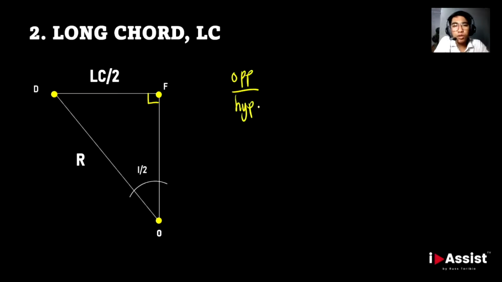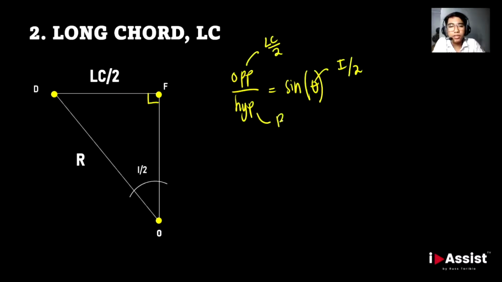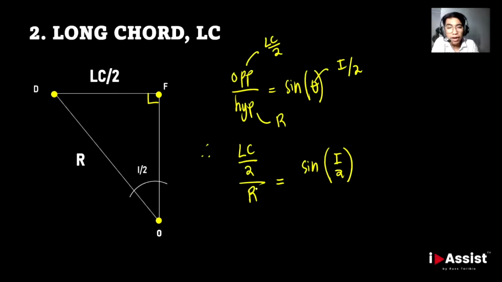And from SOHCAHTOA, this is SO, meaning that would be the sine of the angle. Where your angle is I over 2, your opposite side is LC over 2, and your hypotenuse is your R. Therefore, substituting the given values, ang magiging equation natin is LC over 2 over R is equal to sine of I over 2. Okay? Simplifying further, this will be multiply both sides by 2, by r. Okay? Multiply both sides by r.